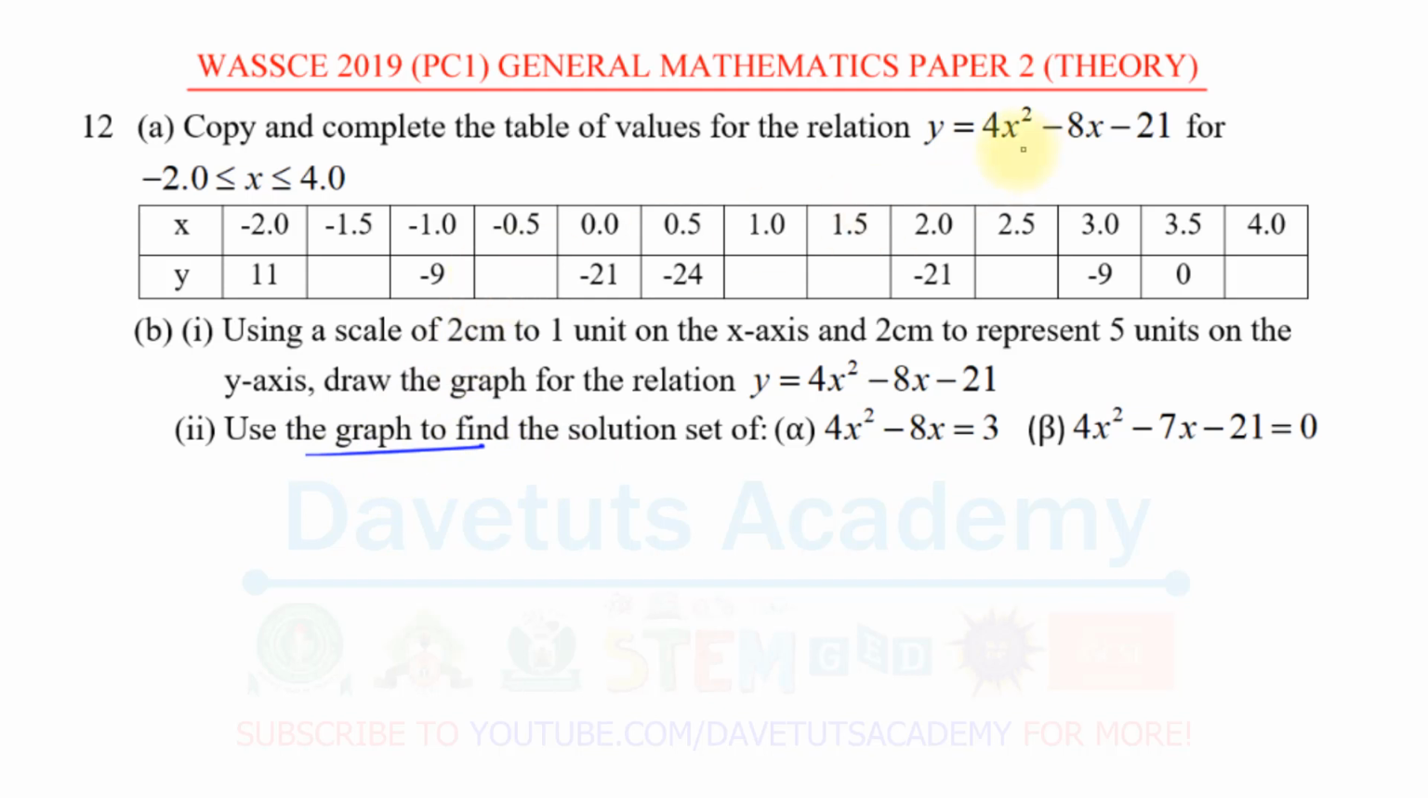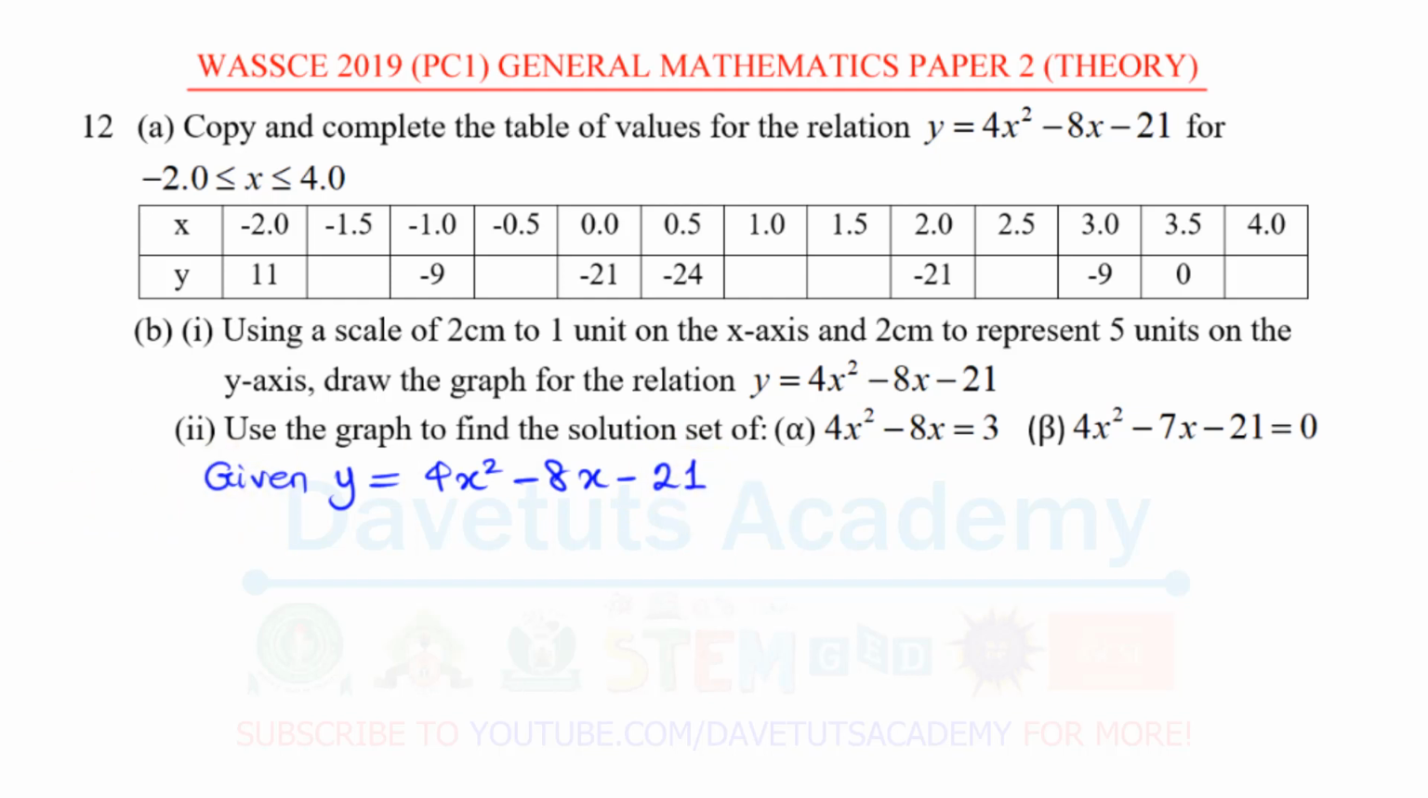The same graph that we plot for y is equal to 4x squared minus 8x minus 21, we are going to use the same graph to find the solution for these two equations that we are given. And now let me just take us through the guide that will help us to use that graph to solve for it. Originally, we are given y to be 4x squared minus 8x minus 21.